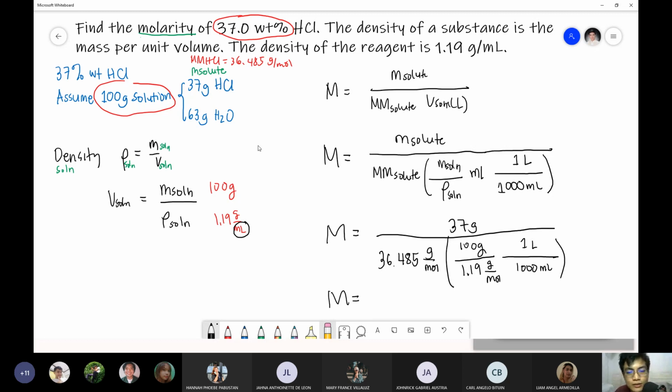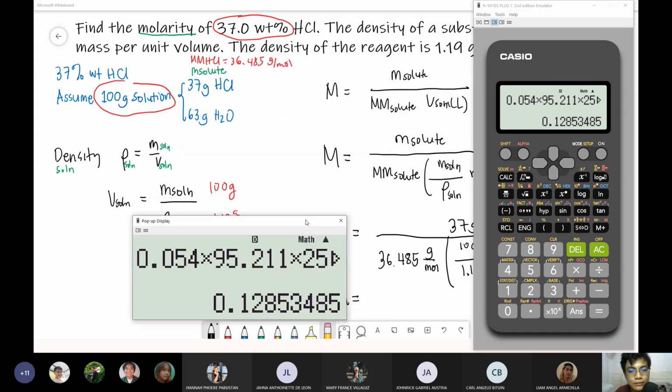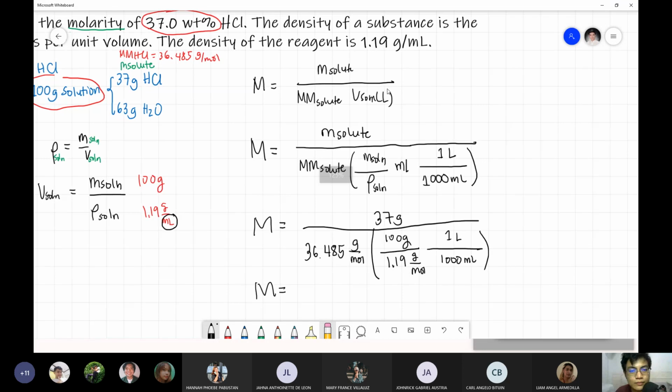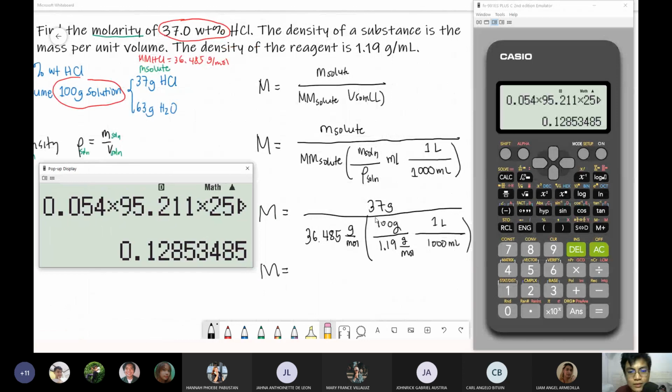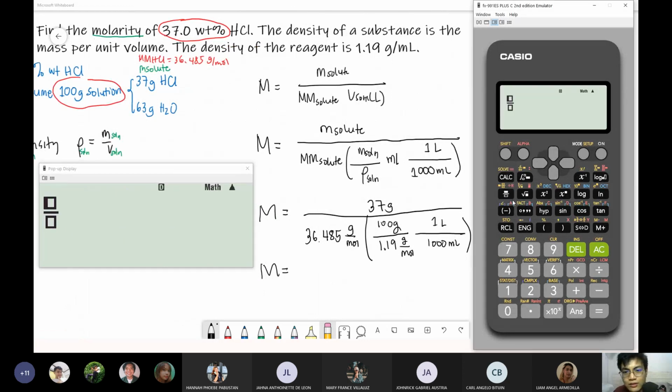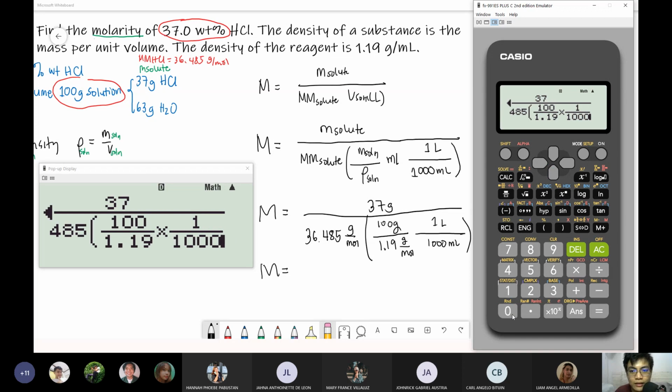Okay? Kakalcu ko to. Calcu tayo. Sabay-sabay na pipindot. Type natin tong equation na to. So, numerator, 37. Denominator, marami. 36.485. Parenthesis. Fraction, 100 over 1.19. Then, another fraction. Multiply mo lang. 1 over 1,000.